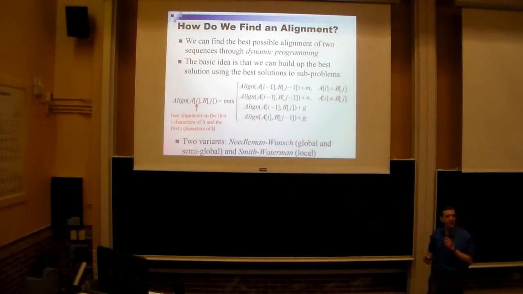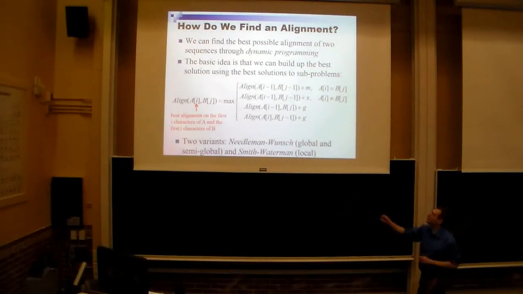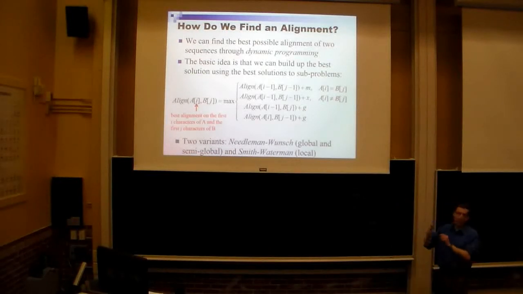So the best way of aligning the first I bases of A and the first J bases of B is either: align the first I minus 1 and J minus 1 optimally and match the next two bases, or align the first I minus 1 and J minus 1 optimally and throw in a mismatch if those next two bases don't match, or align the first I minus 1 of A to the first J of B and throw in a gap, so you're saying that the next base of A doesn't align to anything in B, or vice versa, throw in a gap in B.